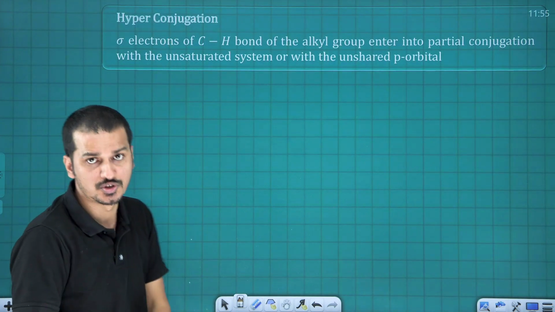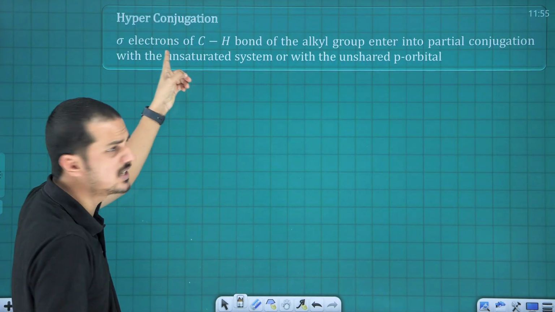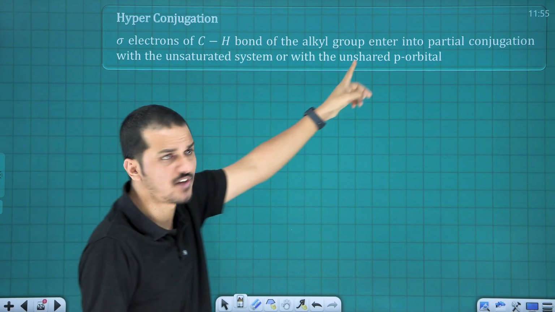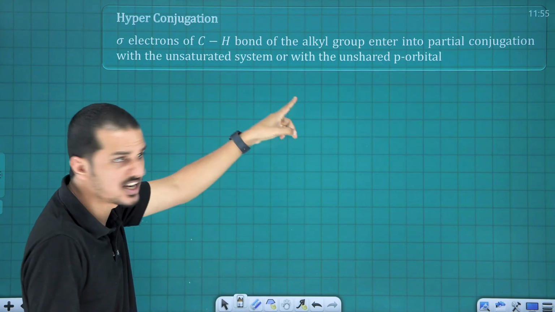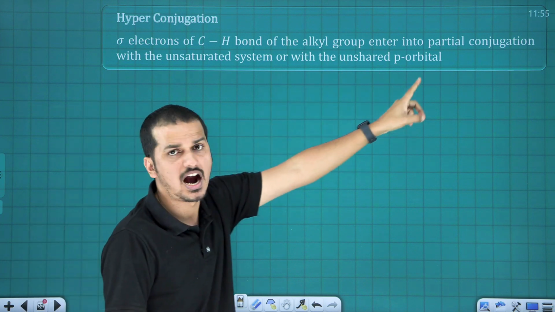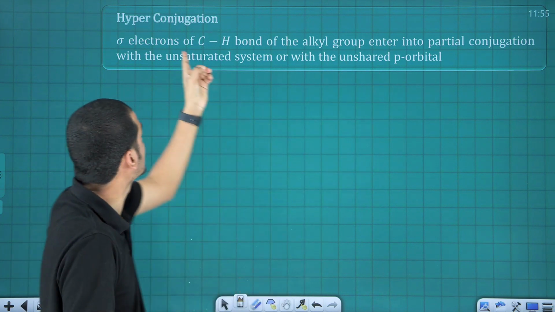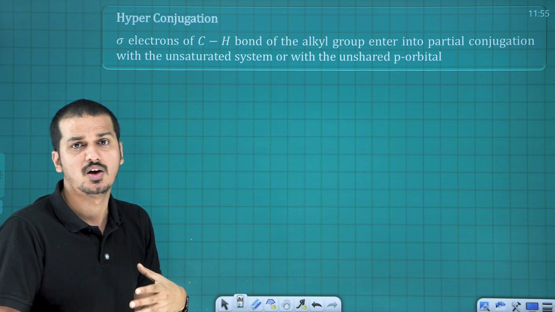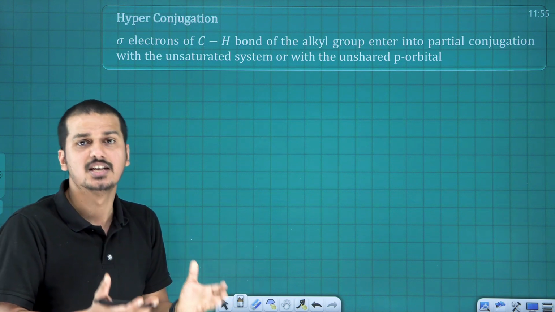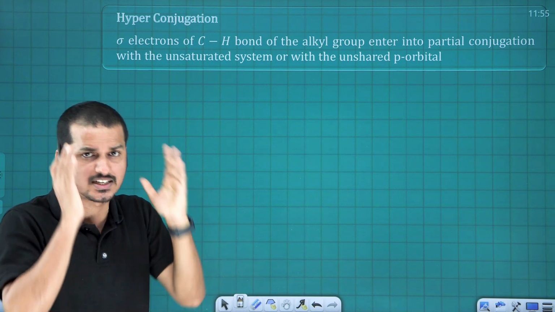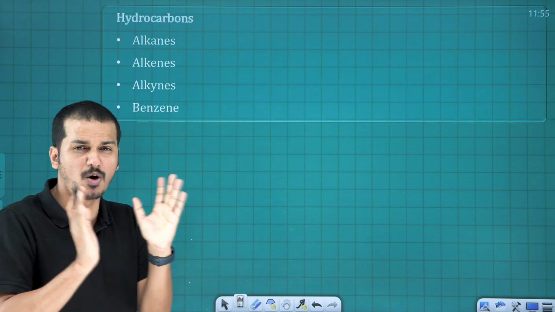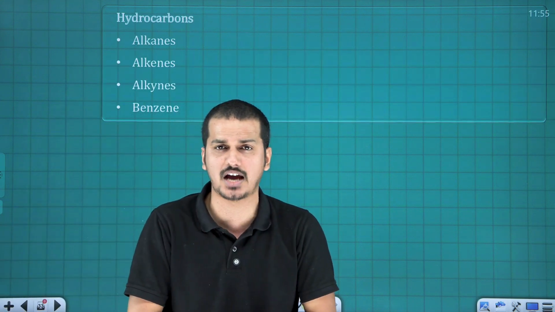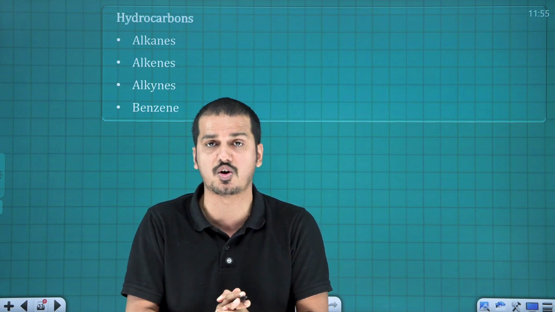Again, hyperconjugation. Hyperconjugation means sigma electrons of the C-H bond of an alkyl group enter into partial conjugation with the unsaturated system or with an unshared p orbital. By using this hyperconjugation, we are explaining the stability of alkenes, the stability of carbocations, all that idea. That idea you must remember, guys. That's all about the chapter general organic chemistry.